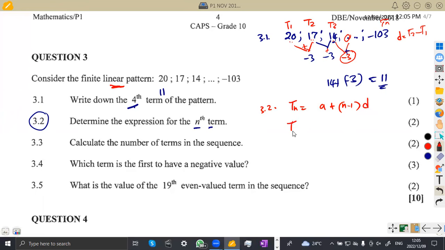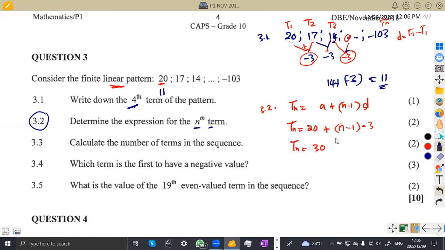So that means your Tn is equivalent to A, that is the first term here, which is 20, plus n minus 1 times D. Our D is the difference that we have. Take note, we obtained a difference of -3. So you're going to multiply by -3. So that is the expression for Tn, but you can't just leave it like that. Simplify as far as you can, guys. All right, so let's simplify.